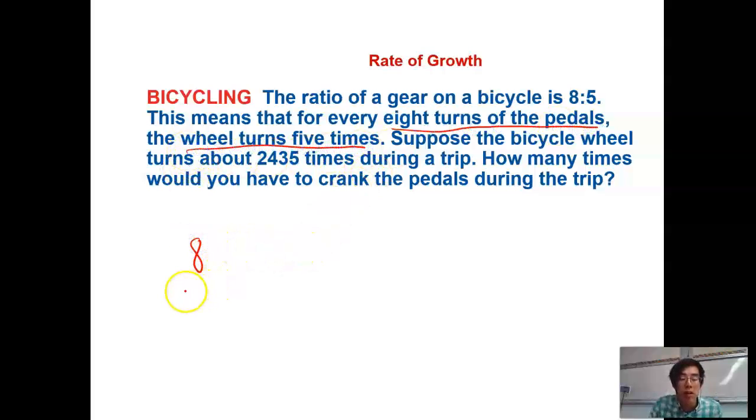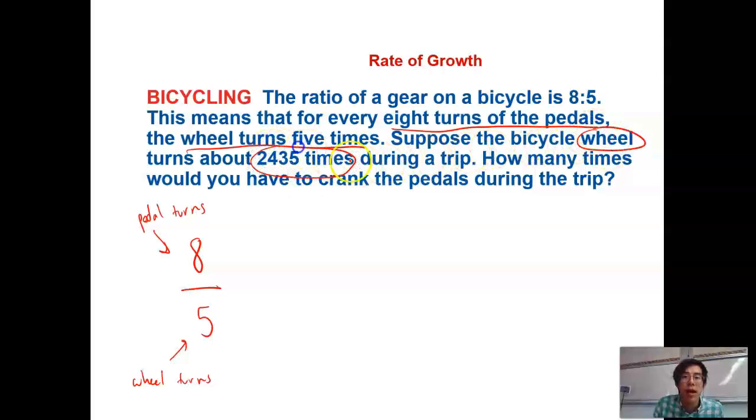Every time the pedal turns 8 times, you are going to turn the wheel 5 times. Okay, that's another way to write that. Now suppose the bicycle wheel turns about 2,435 times during the trip. So we're talking about wheel turns and that many times. How many times can you crank the pedals during the trip? So that's the one I don't know.